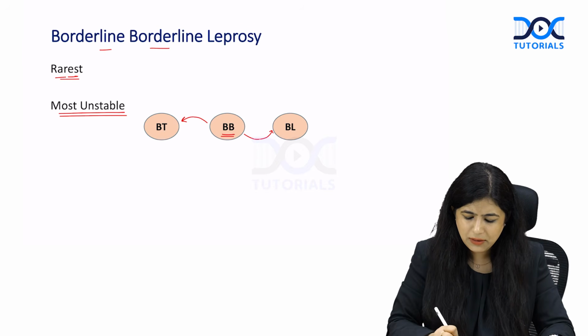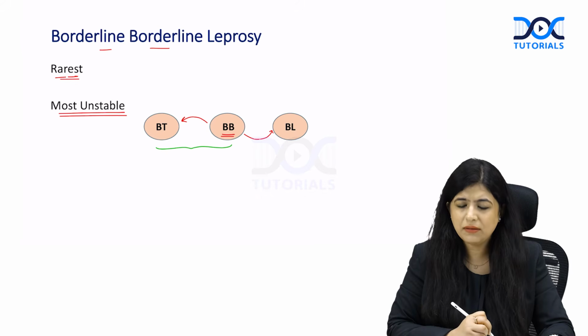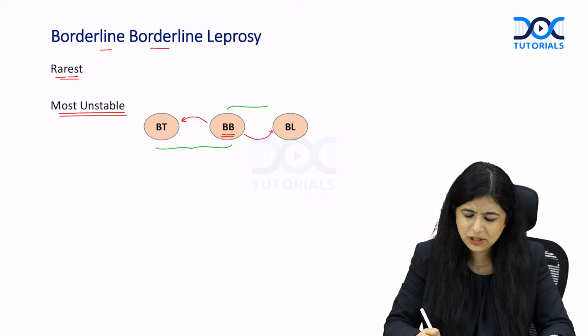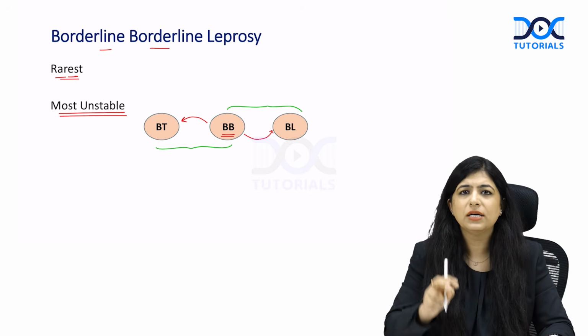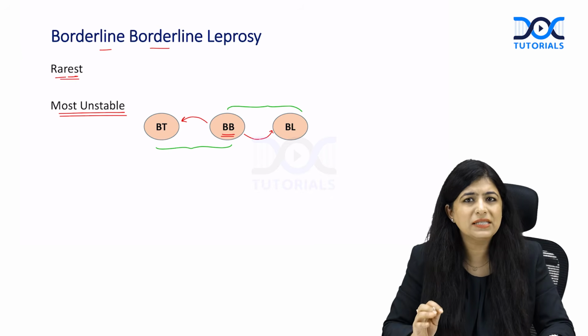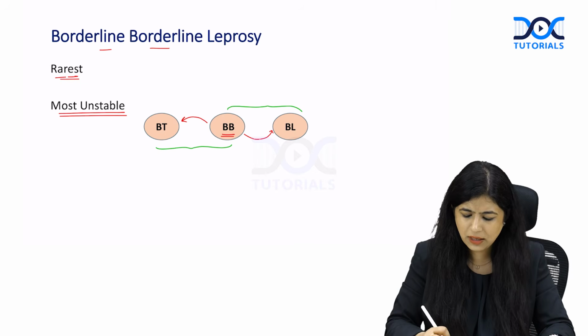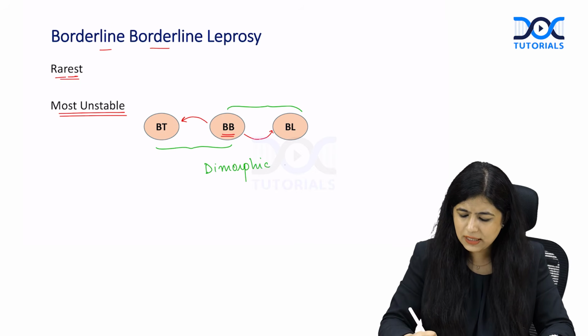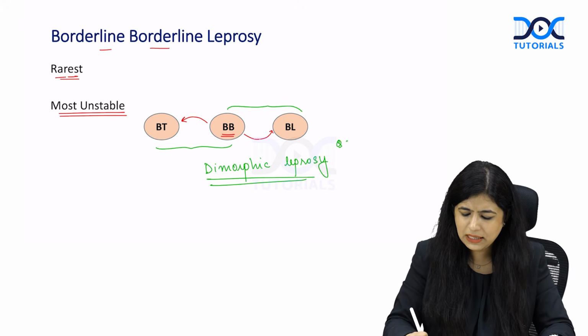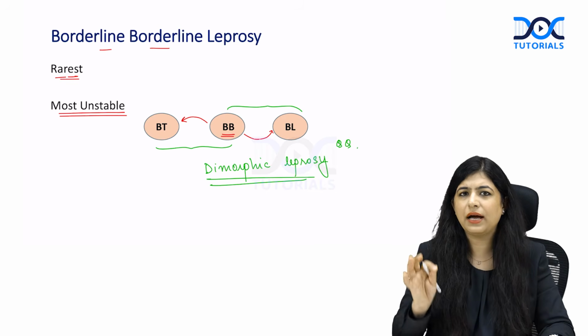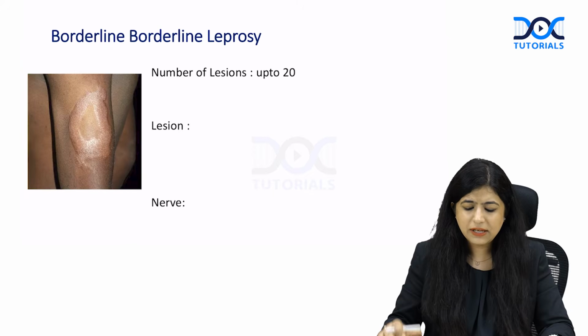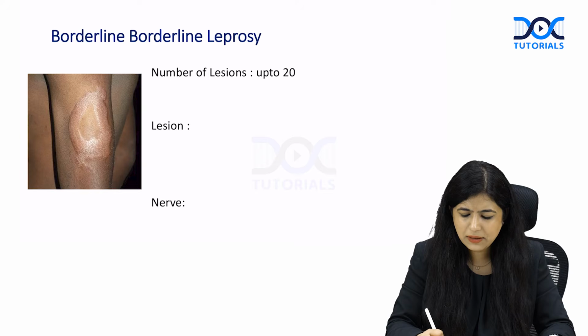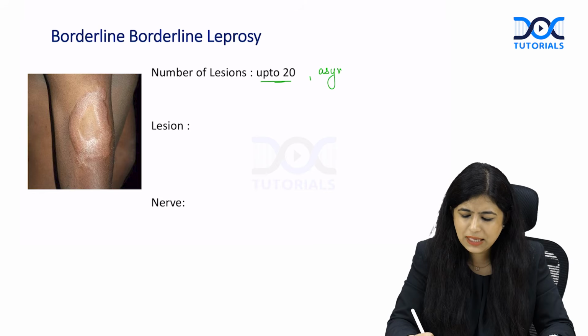Plus, if you see here, patient will either have lesions of BB and BT, or he'll have lesions of BB and BL. So there are two types of lesions present at the same time in a patient. This is called as dimorphic lesions. This is why it is also known as dimorphic leprosy. So remember, another name for BB leprosy is dimorphic leprosy. The number of lesions here increase. You can have up to 20 lesions on the body which are asymmetrically present.